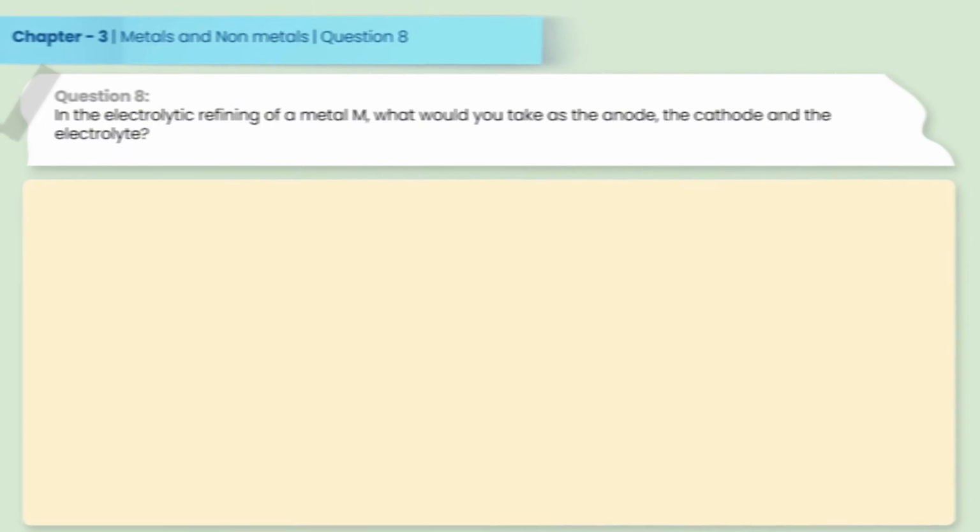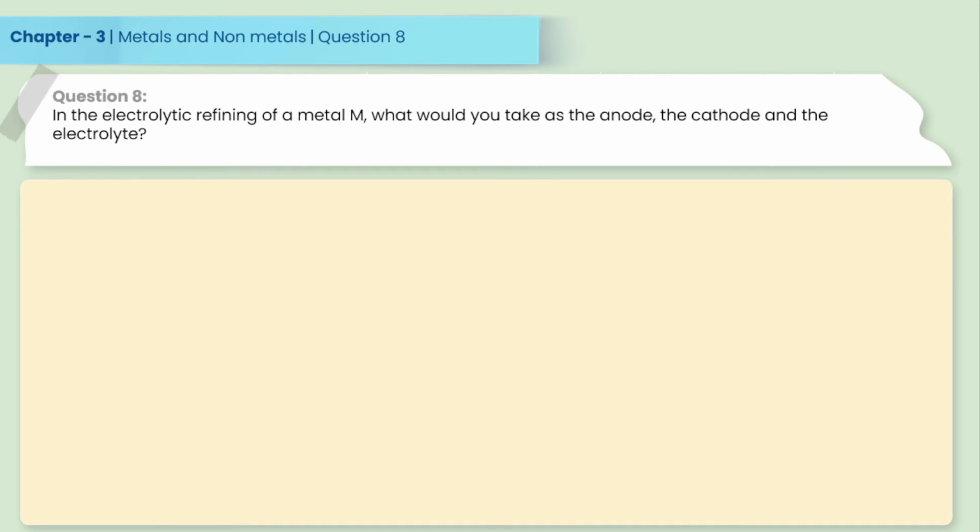Students, we'll solve a question from the chapter Metals and Non-Metals. The question says, in electrolytic refining of a metal M, what would you take as the anode, the cathode and the electrolyte? So when we do the electrolytic refining, the cathode which we use is the pure metal. So we'll use pure metal M in this case.